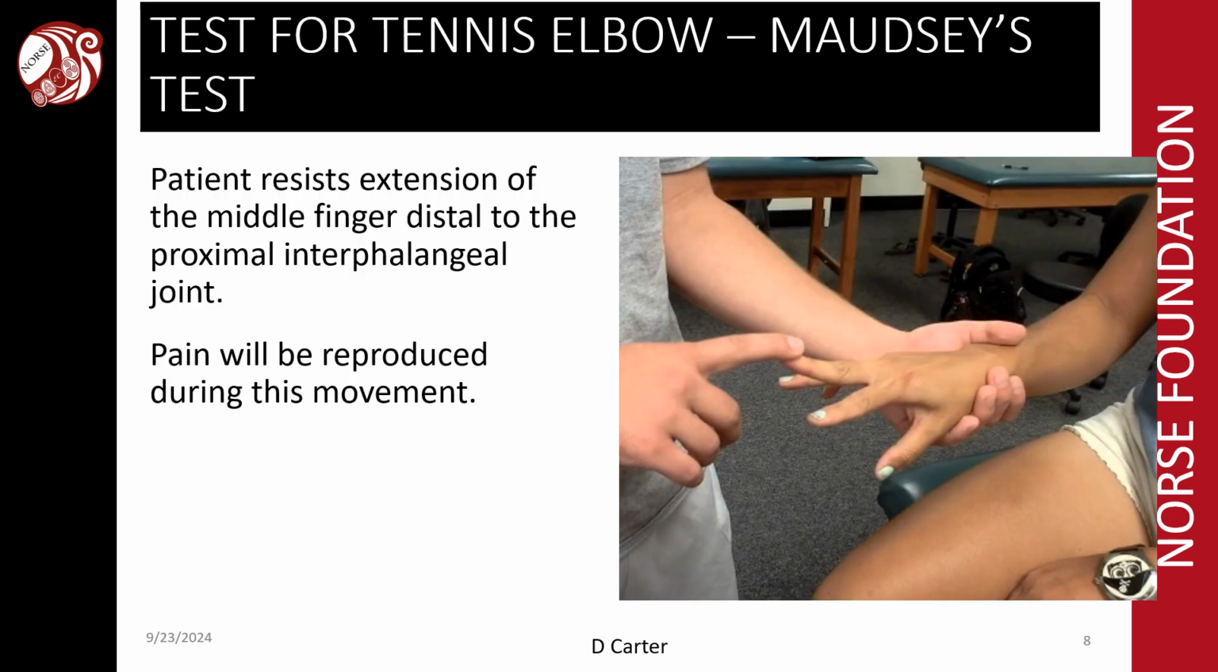This is my personal favourite, Maltz's test. The patient resists extension of the middle finger distal to the proximal interphalangeal joint. In other words, that middle finger, the last joint of it, you press it up, and if the arm is straight, it reproduces pain on the lateral epicondyle.